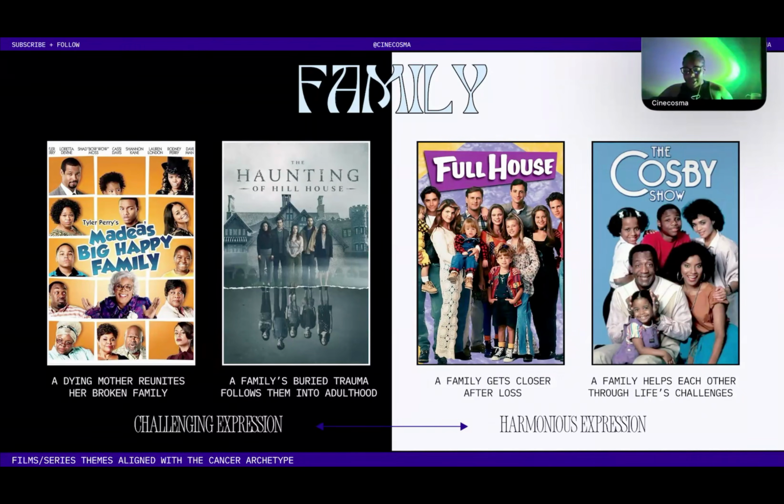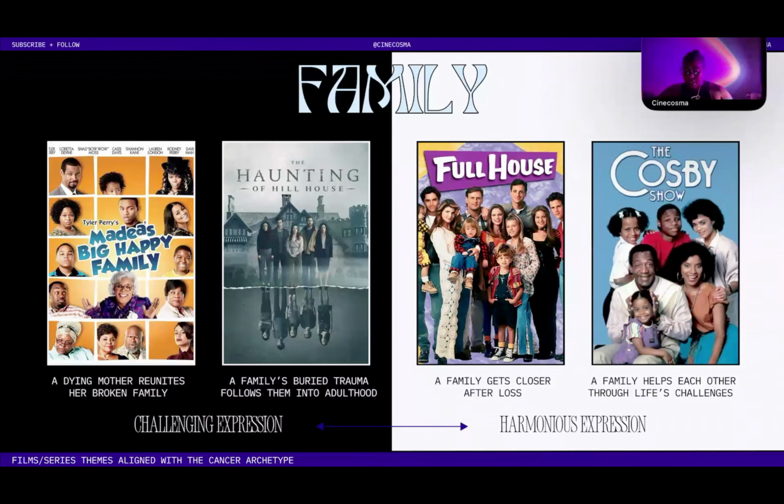And then next we have The Cosby Show. And this is a story that has both the mother and the father in the house. The Cosbys are a middle class family living in New York, and again, it's essentially just a feel good TV show. It's a family that helps each other through life's challenges.